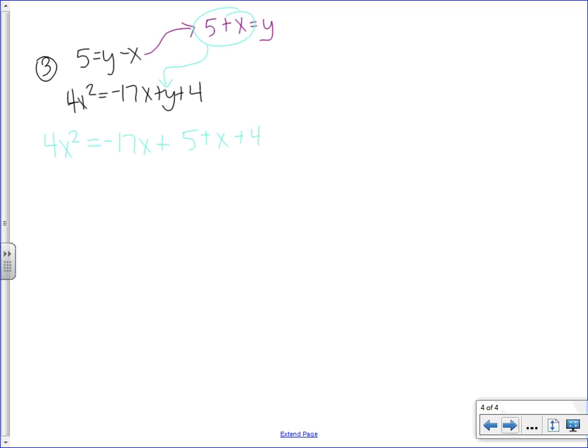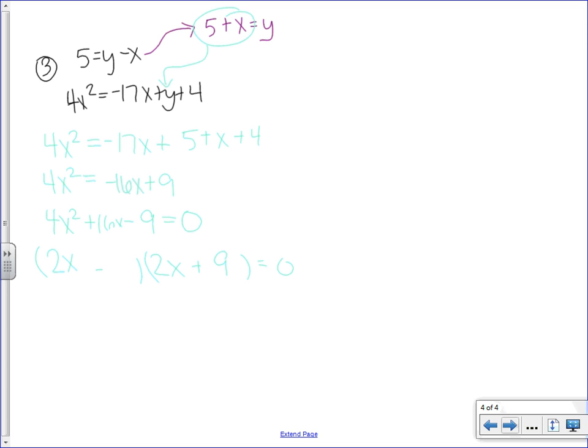If I move everything over, well, first I'll combine some like terms. I'm going to get 4x squared is equal to negative 16x plus 9. And then I can get that equal to 0. 4x squared plus 16x minus 9 equals 0. This is going to factor into 2x and 2x. And I'm going to have 2x minus 1 and 2x plus 9.